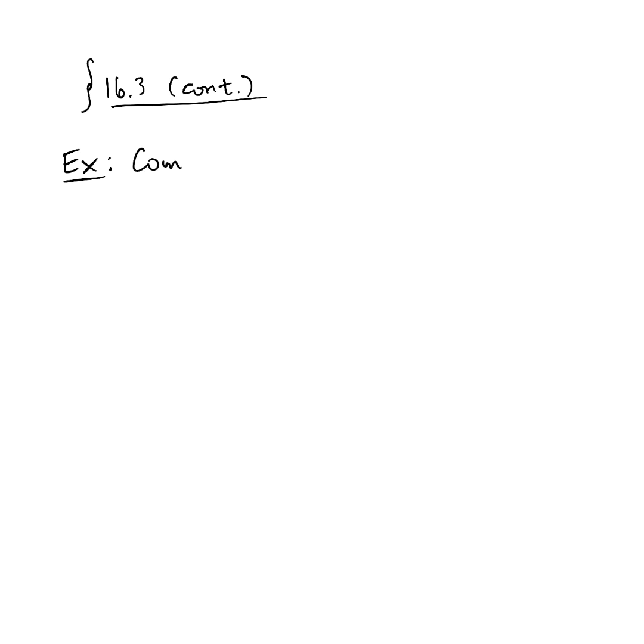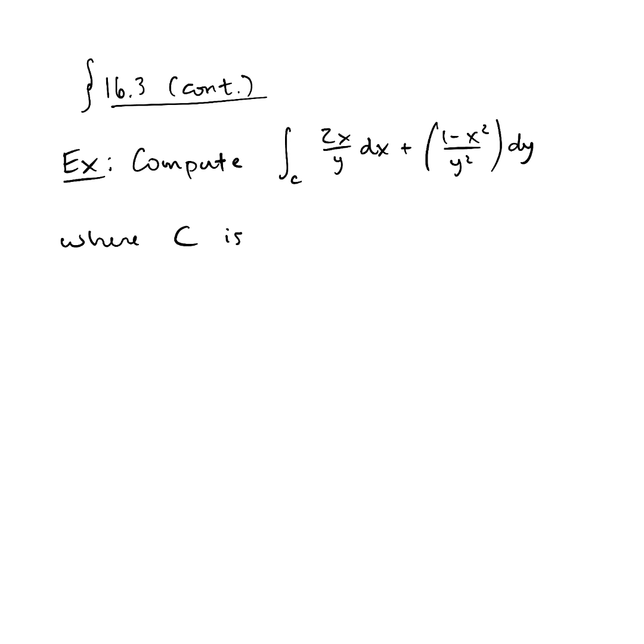We need to compute the integral over the curve C of 2x over y dx plus quantity 1 minus x squared over y squared dy, where C is the following curve. They're going to show us a picture of it.